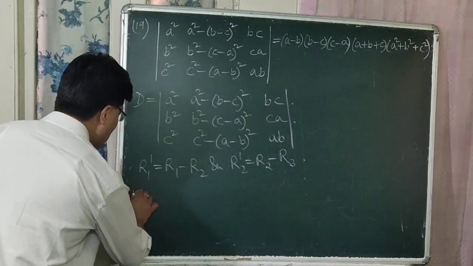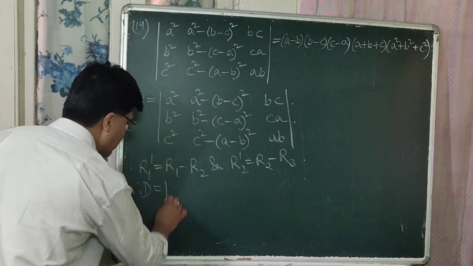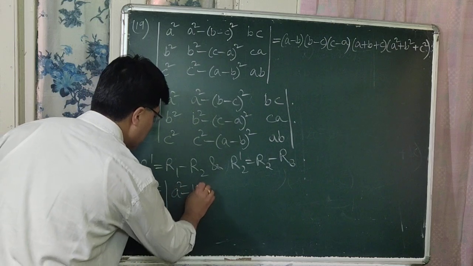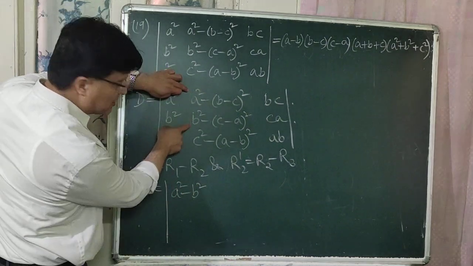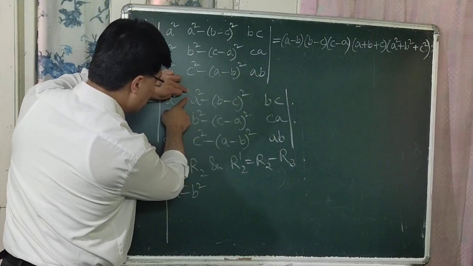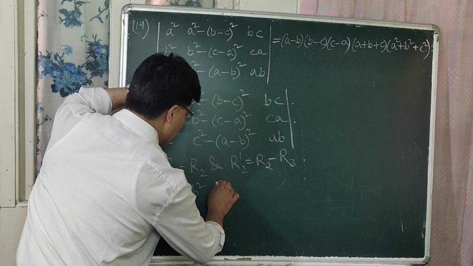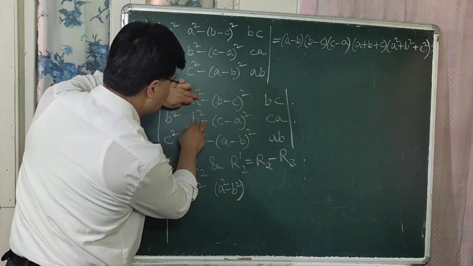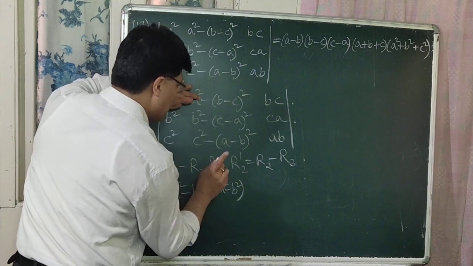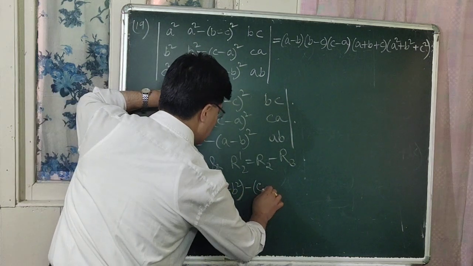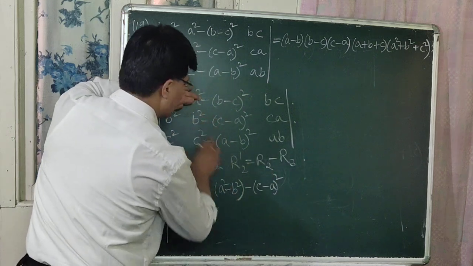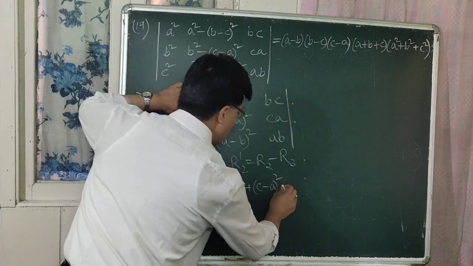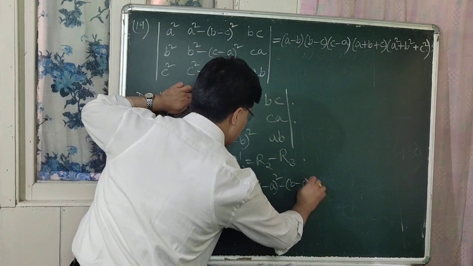So let us use the property. D is equal to, now the first row becomes a square minus b square, then this minus this. So first write a square minus b square. Then minus this, minus into minus is plus, so it is plus c minus a whole square. Then minus b minus c whole square.